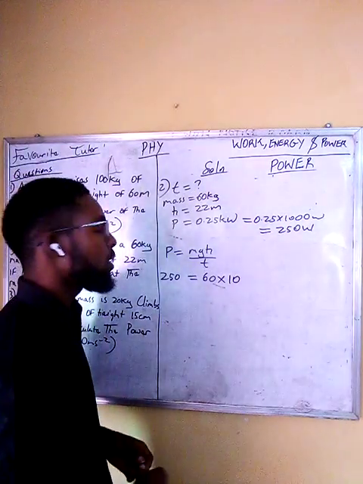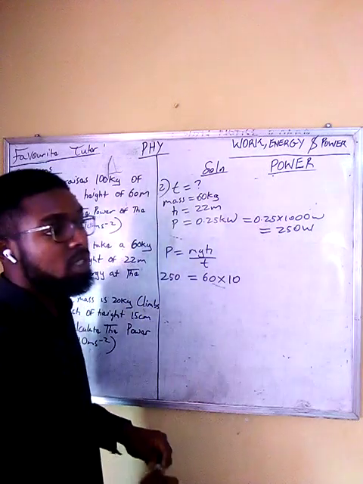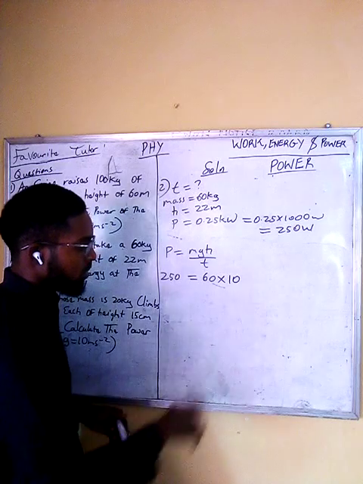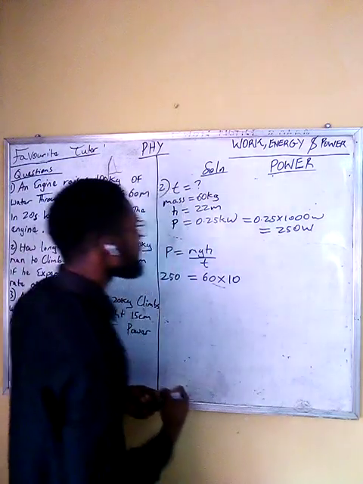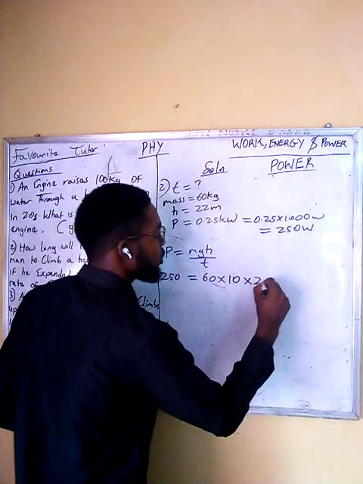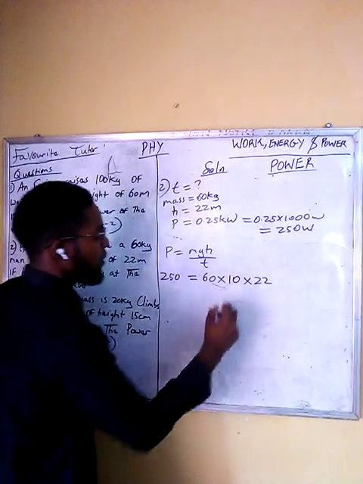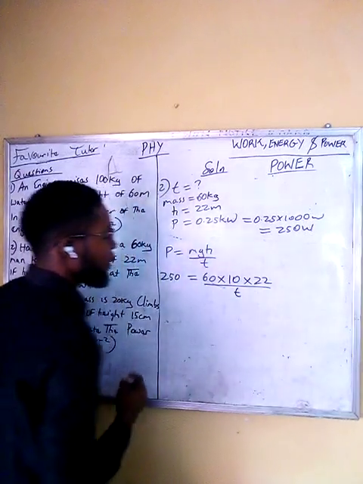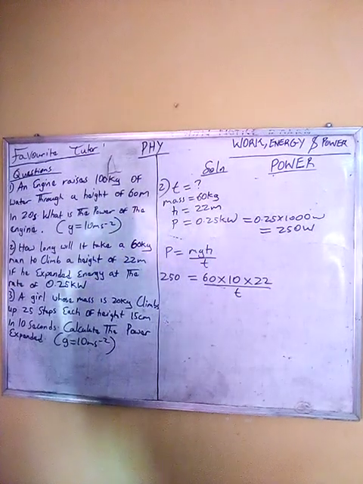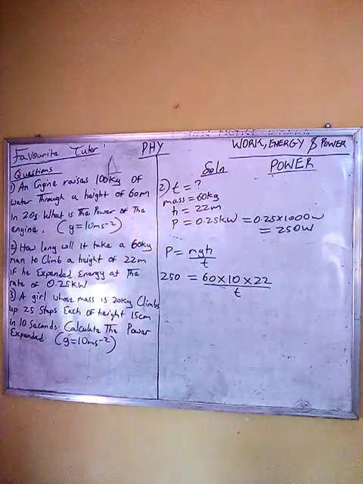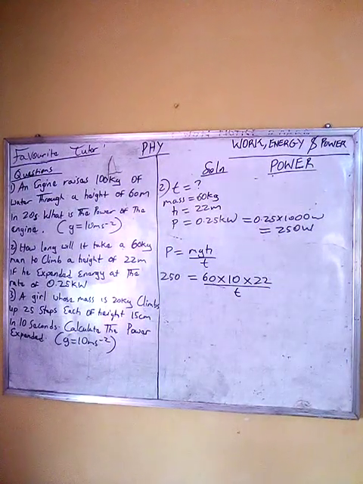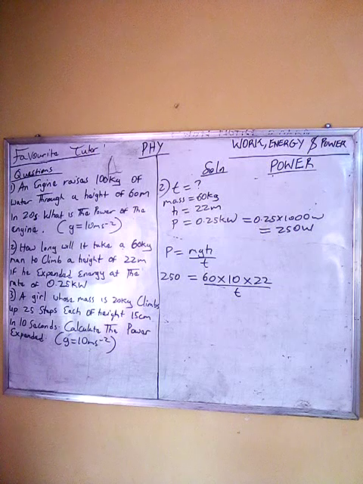Normally g is 9.8 meters per second squared, but we are using the approximated figure, which is 10 meters per second squared. And then height is 22 meters, all over time. So therefore we are looking for time. Now for us to get time, we have to cross multiply and make time the subject of the formula.